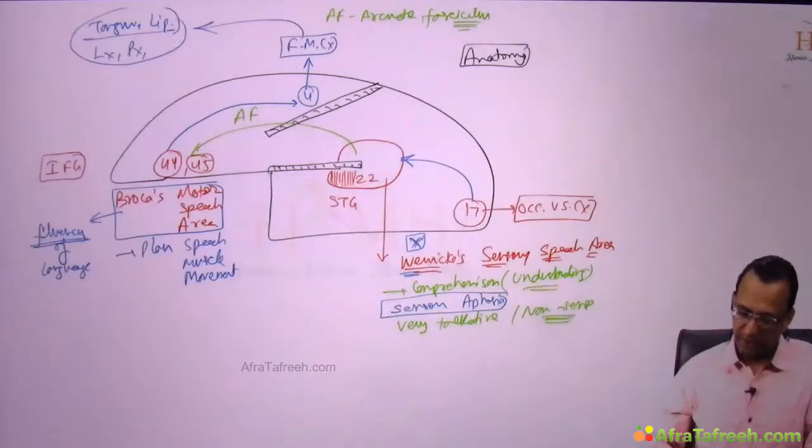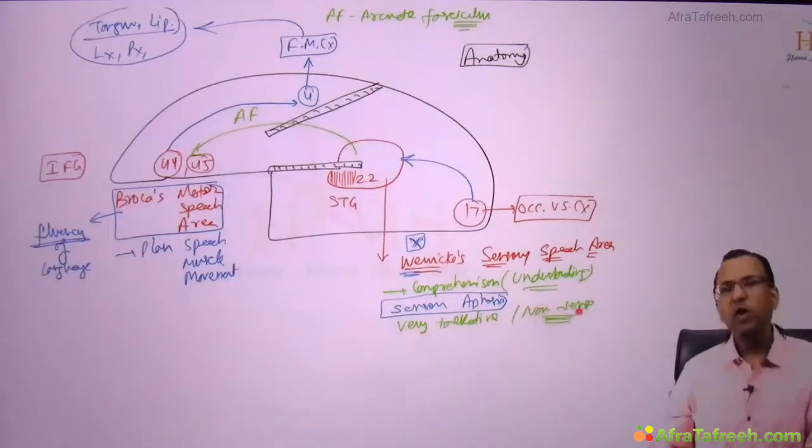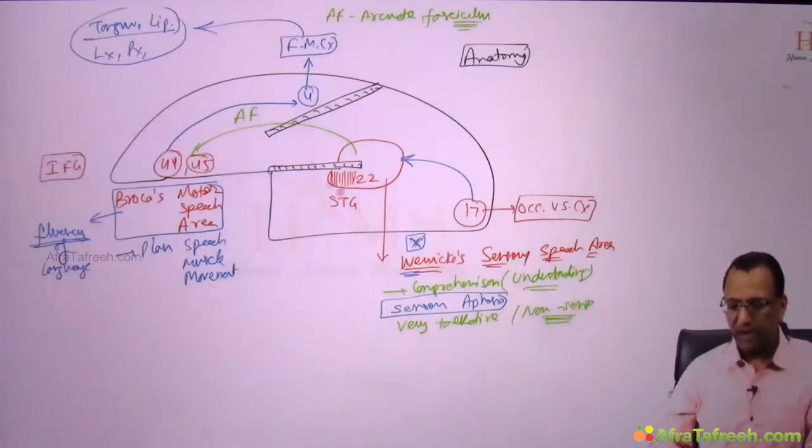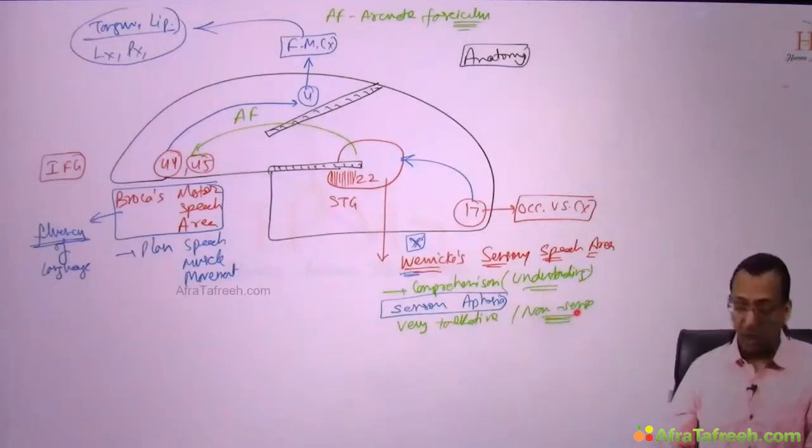So you are telling me that if there is some ischemia in area number 22, then there will be Wernicke's sensory aphasia. Yes, very talkative patients talking nonsense. Maybe they're talking nonsense because the understanding of language is gone, so they don't know what they're talking about, and they keep talking about something.